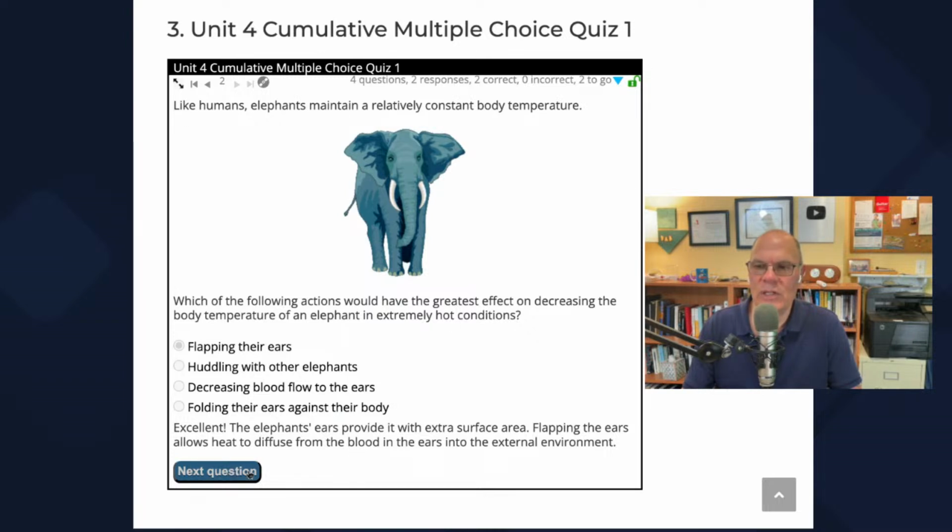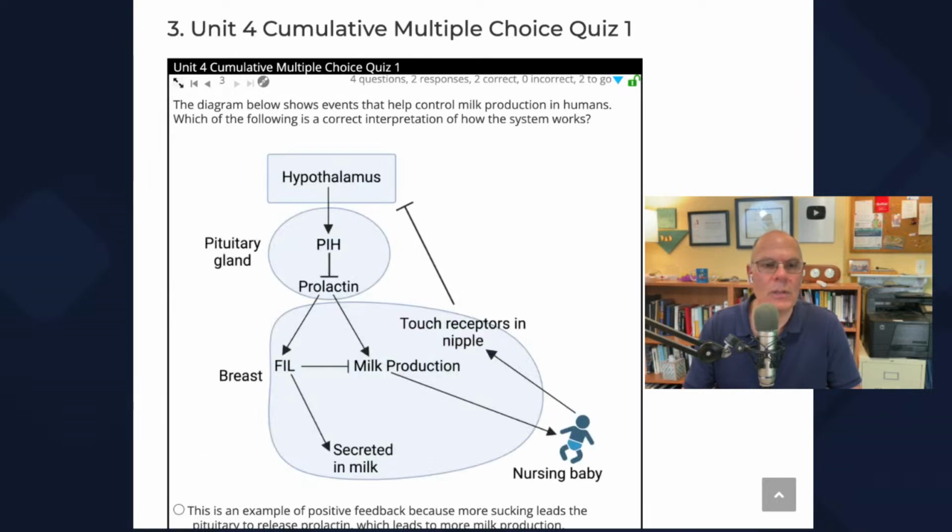Excellent. The elephant's ears provide extra surface area. Flapping the ears allows heat to diffuse from the blood in the ears into the external environment. Let's do another question.